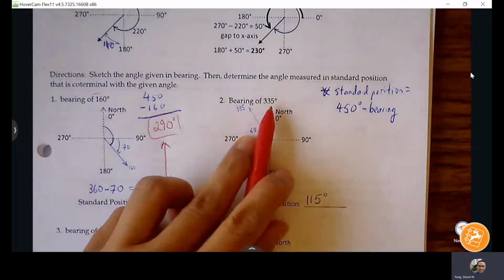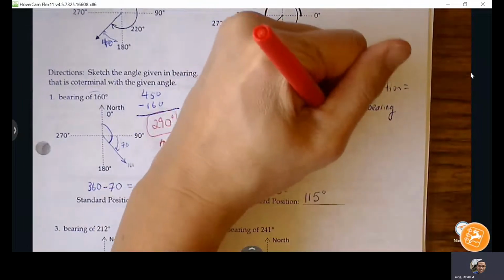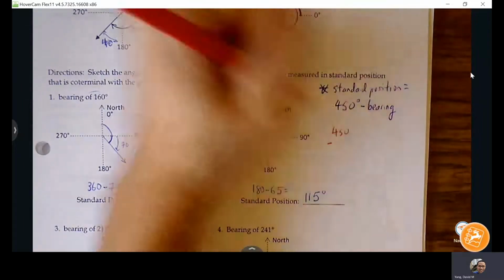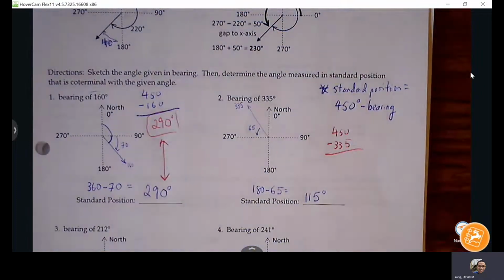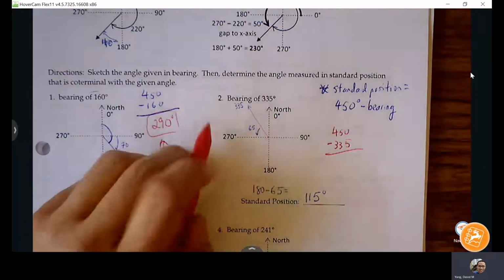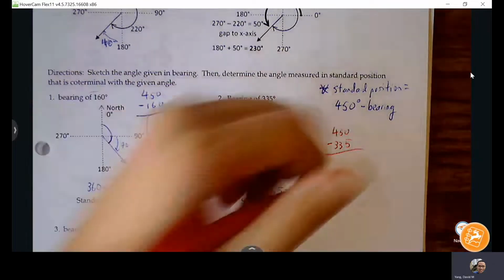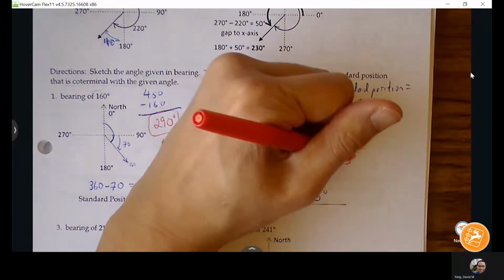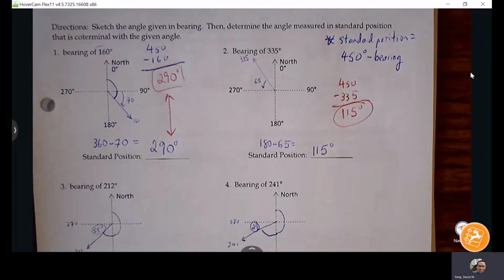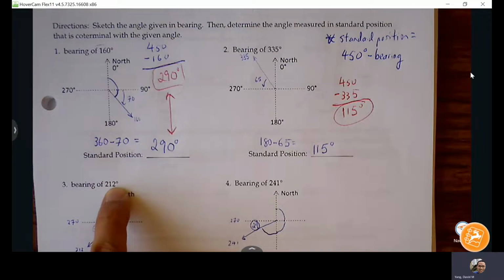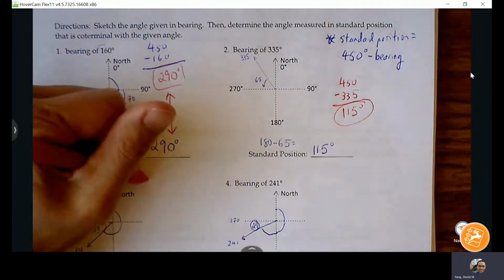Okay. Bearing of 335. If I want to quickly get to the standard position, 450 minus 335. I'll get 115. Okay. Bearing of 212 degrees. If I want to quickly get into standard position, subtract from 450.